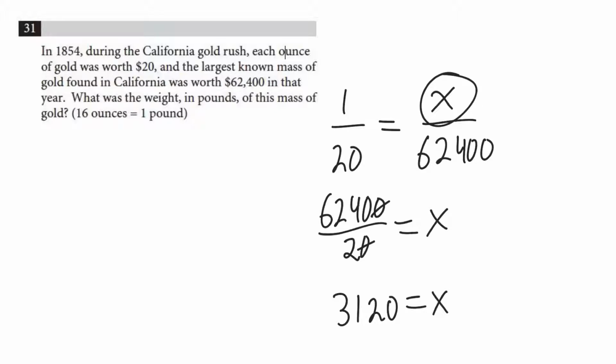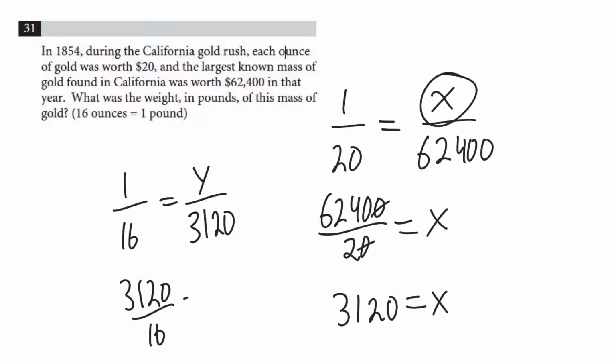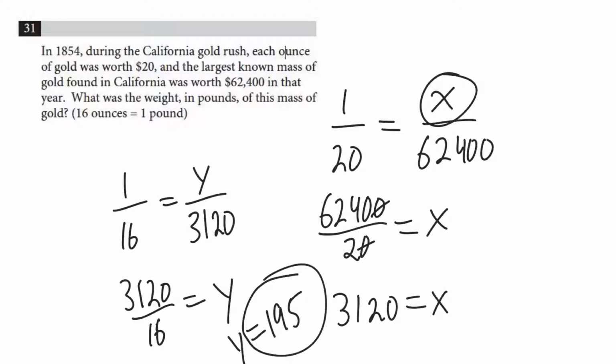We want to know that if there's 1 pound per 16 ounces, how many pounds in 3,120 ounces? Well, multiply both sides by 3120. You get 3120 divided by 16 equals the number of pounds. I'm going to do this on my calculator. 3120 divided by 16 equals 195. So this is y equals 195, or 195 pounds is the mass of gold.